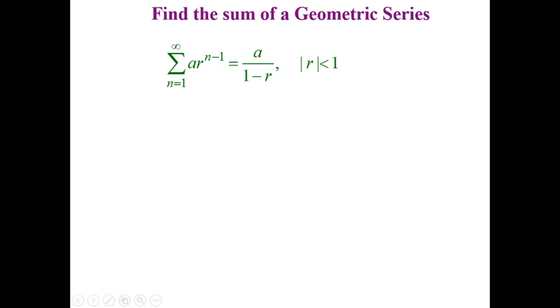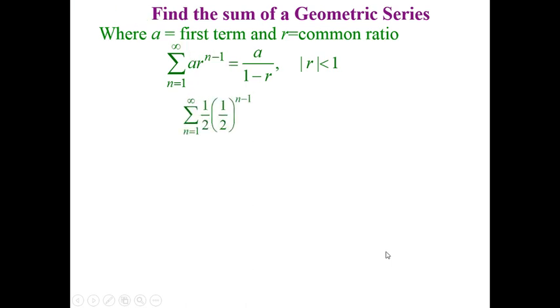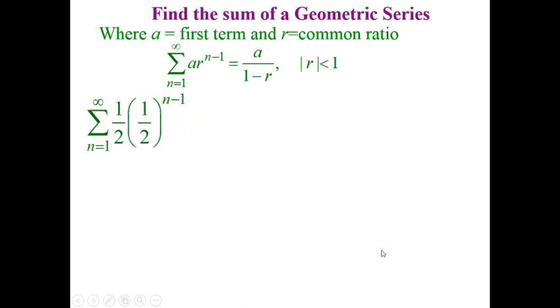So this one is just the definition of the sum of a geometric series. If it's infinite, that means the absolute value of the common ratio R is less than 1. So the way to find a sum is always defined by using A over the quantity 1 minus R. A is the first term of the series, and R is the common ratio.